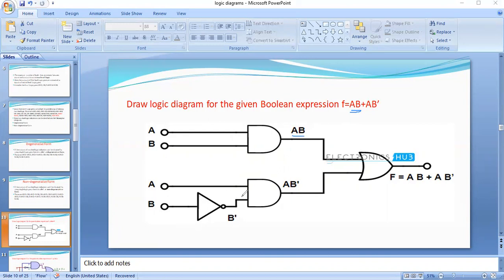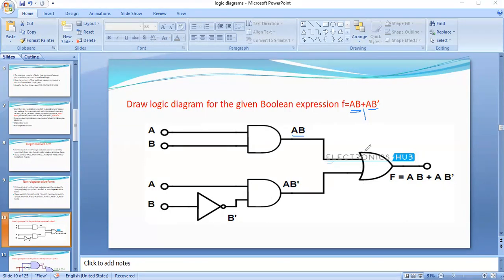The output is B bar. After that, we give these two variables, A and B bar, as inputs to the AND gate. The output here is AB bar. And after this product term, what is the operation we have? Plus indicates the OR operation. So we have to give these two product terms to the OR gate.